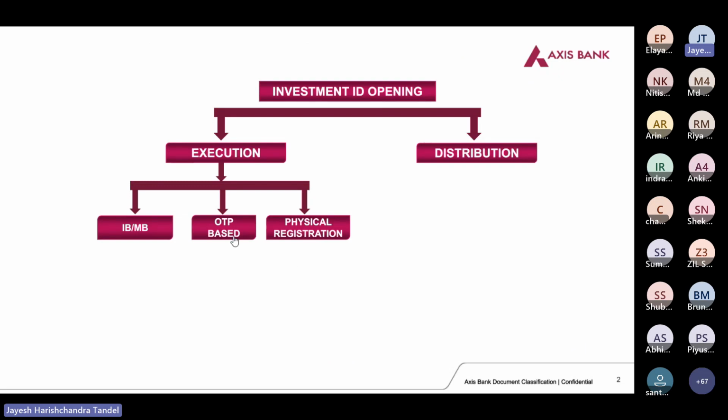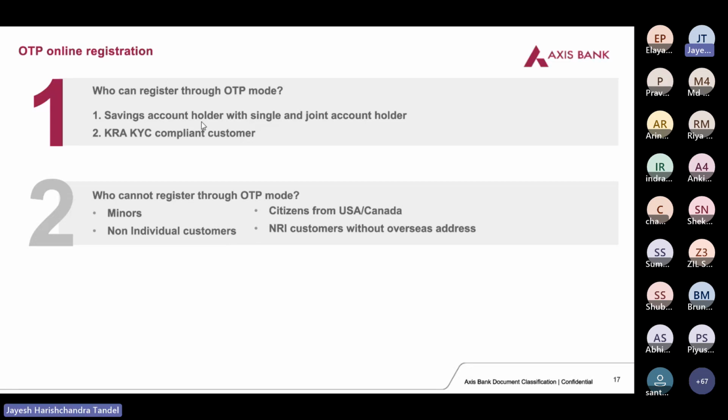Second is OTP-based registration. OTP-based registration is RM-initiated registration, where you have to log into IPS and initiate this registration. So we'll see this process. Again, for this process, what do we require? As I said, in internet banking, only a single saving, single investment account holder's investment ID gets activated. But under the OTP, if the investment ID is in joint mode, that investment ID also gets activated for online investment, right? The requirement here is the customer should be KRA KYC compliant. If you want to do the registration for a joint investment account, then both the holders should be KRA KYC compliant.